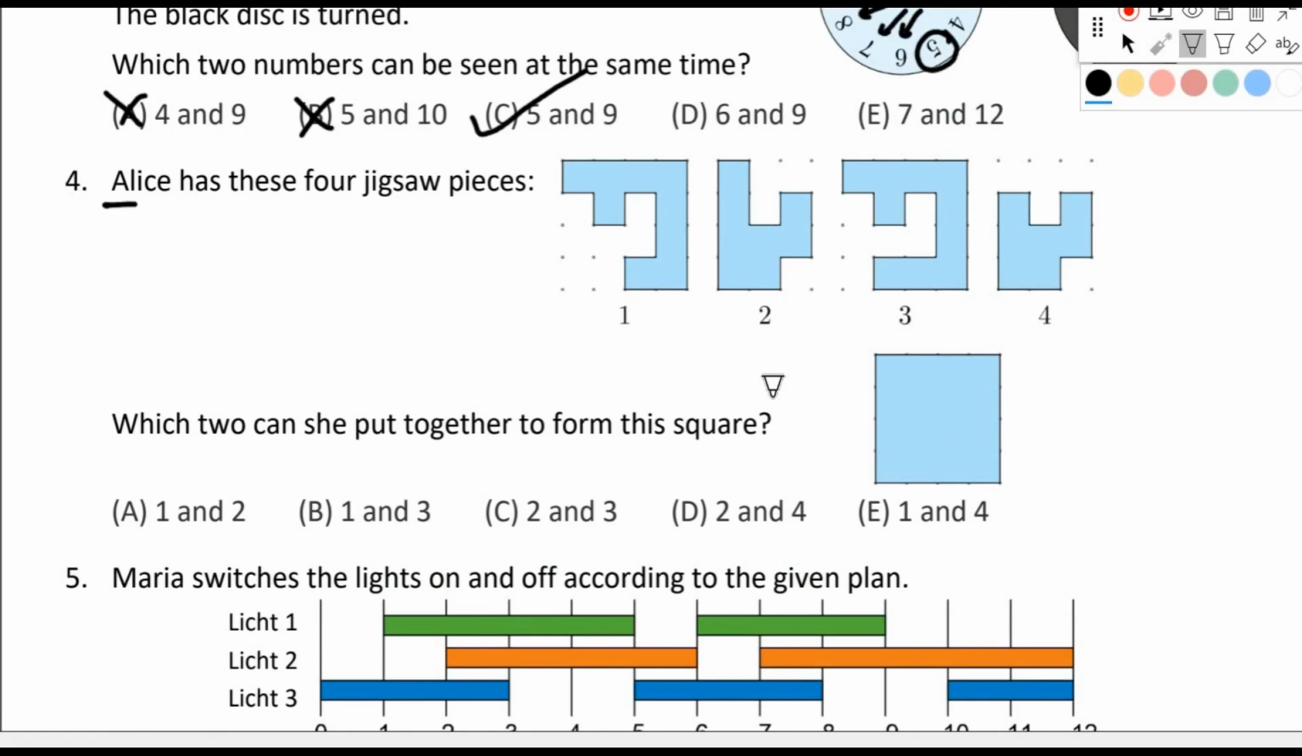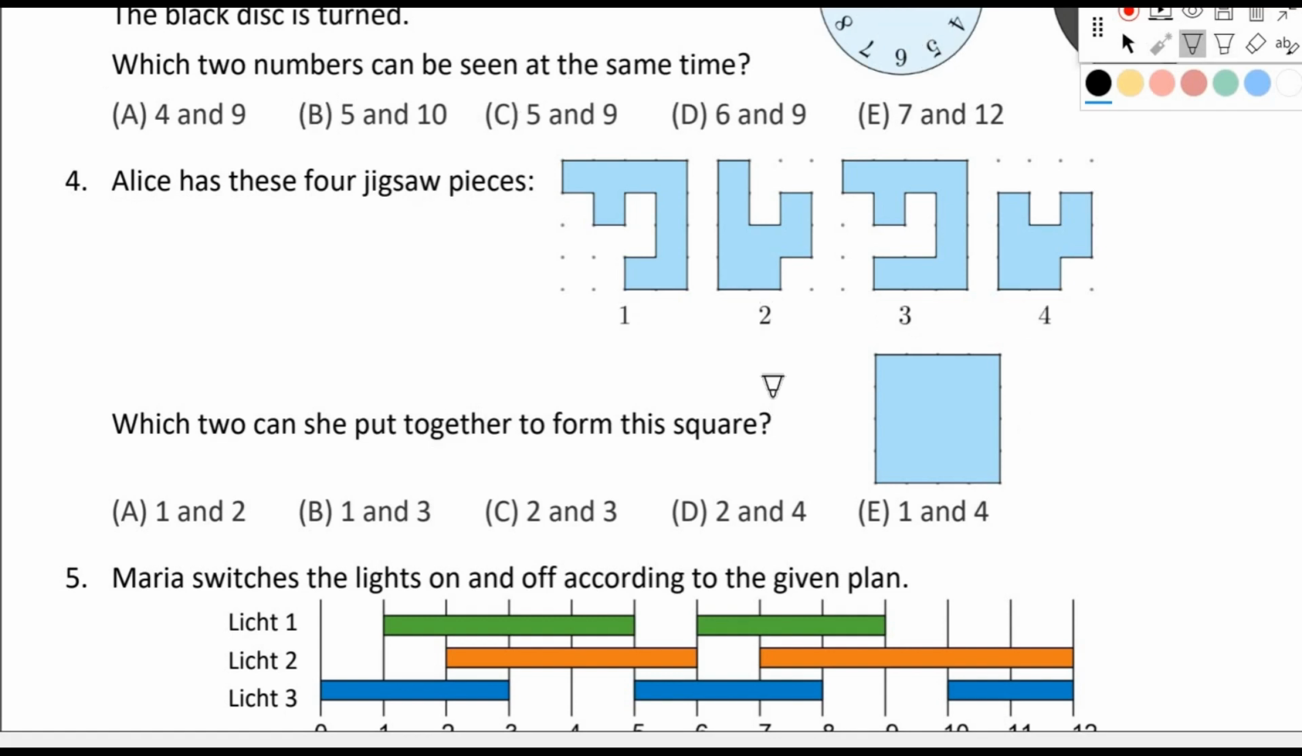Alice has 4 jigsaw pieces. You see jigsaw pieces 1, 2, 3, 4. Which 2 she put together to form this square? So this square is formed. So which of the 2 you will put together so that you get this? This kind of thing is very easy if you just see the options.